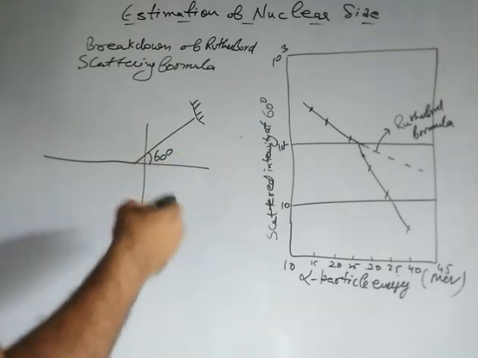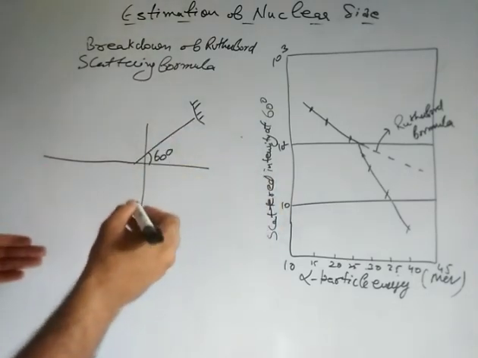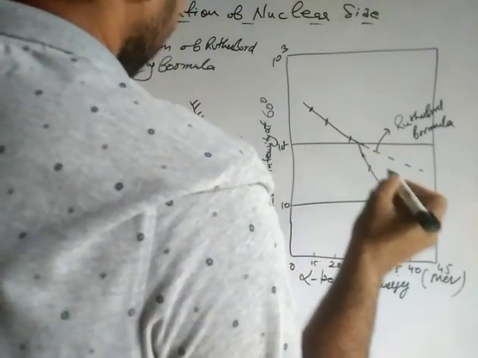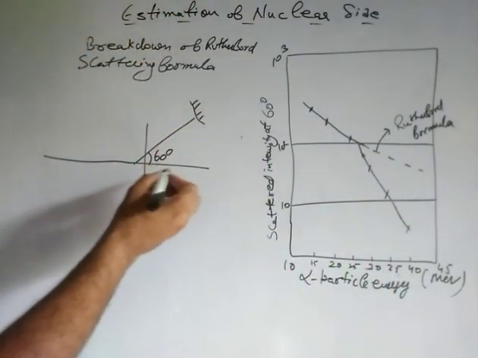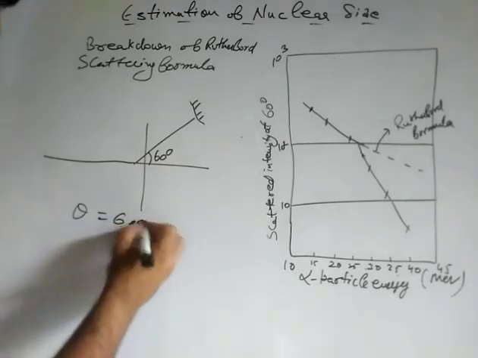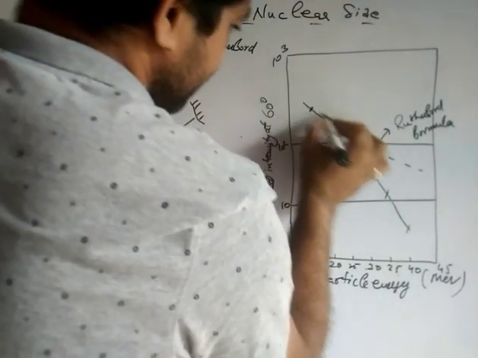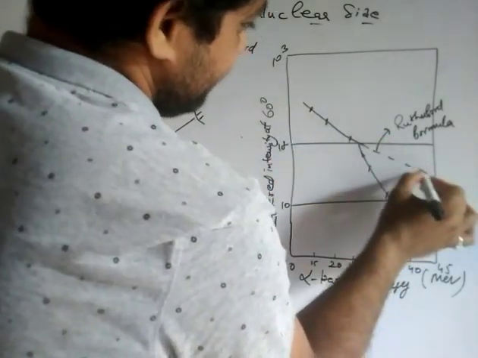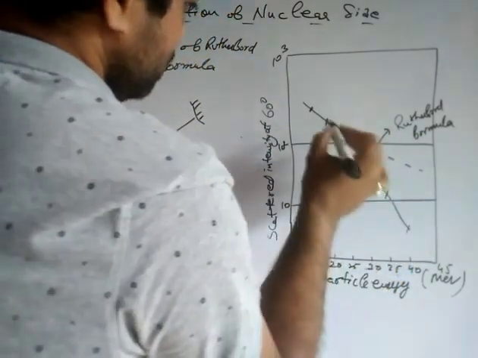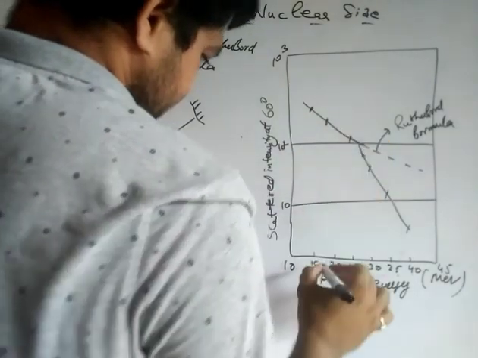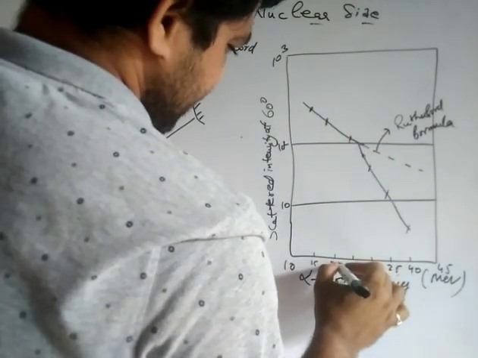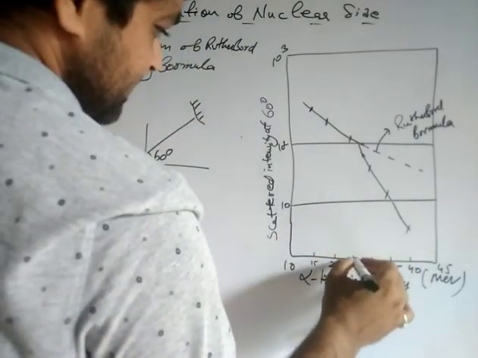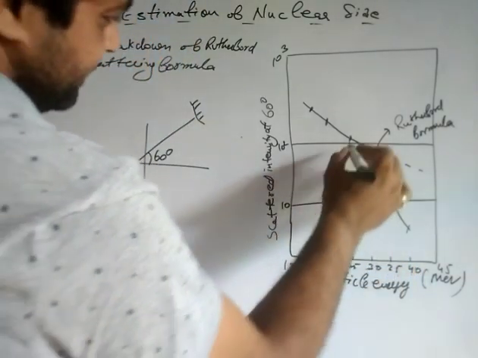Now you know that from the Rutherford scattering formula you can get the number of alpha particles that are scattered at different angles. In that scattering formula we have theta equal to 60 degree. This smooth curve is what you get if your data points fit the Rutherford scattering formula. Up to energies of 15, 20, 25 mega electron volts, your data points are very well consistent with the Rutherford scattering formula.